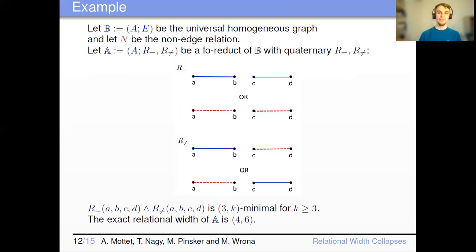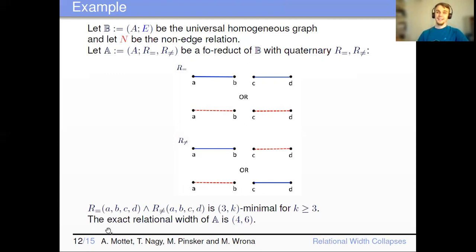R equality just says that the edge status of A and B is the same as the edge status of C and D. This means either there is an edge between the first two elements and an edge between the second two elements, or vice versa. And our inequality says exactly the opposite. So there is an edge between A and B if and only if there is no edge between C and D.